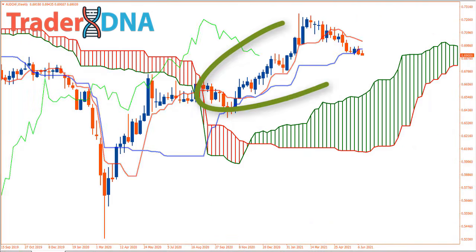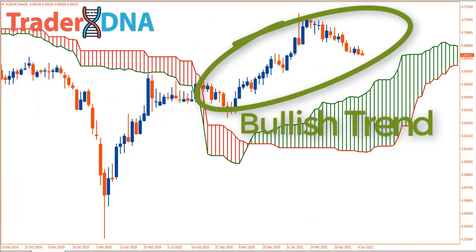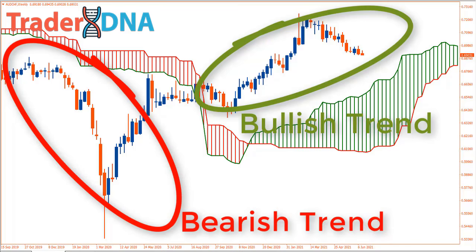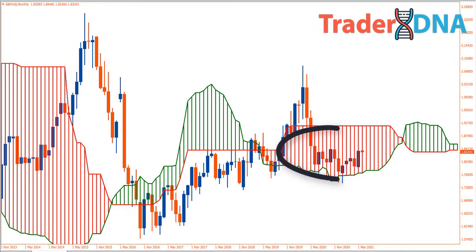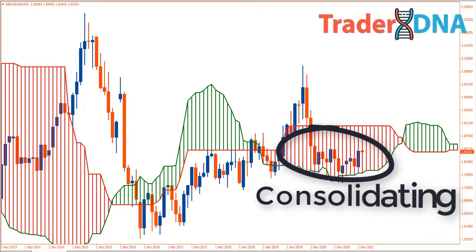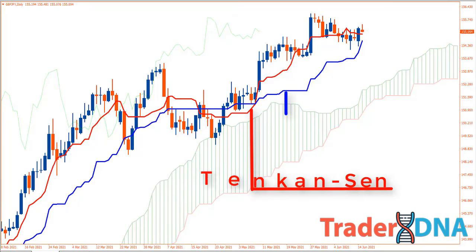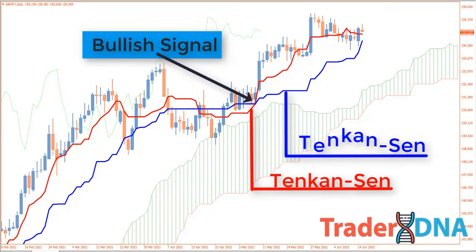First, when the price is above the cloud, we're in a bullish trend. Second, when the price is below the cloud, we're in a bearish trend. Third, when the price is in the middle of the cloud, the trend is consolidating or ranging. Furthermore, the Ichimoku charting technique provides bullish and bearish signals of various strengths. When the Tenkan-sen crosses Kijun-sen from below, it is considered a bullish signal.